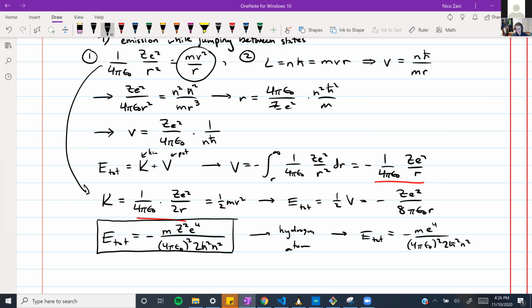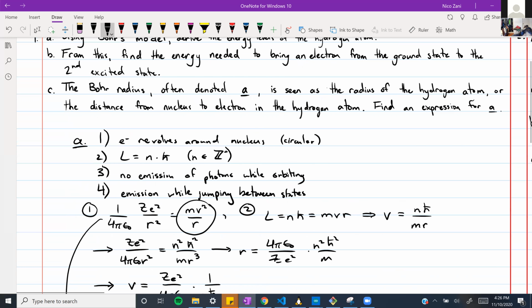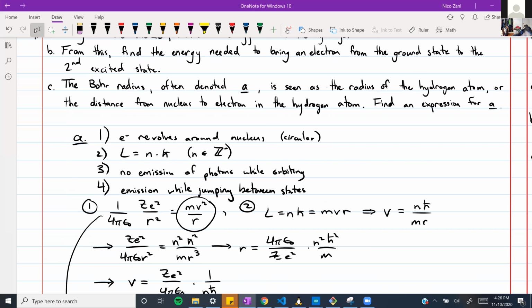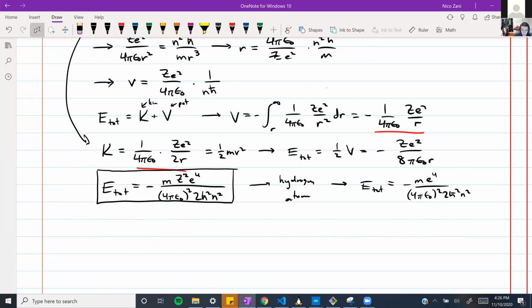Okay, pretty good stuff. So the next question asked, find the energy needed to bring the electron from the ground state to the second excited state, right? Well, the ground state is just the n equals 1 state, but the second excited state, and this is sort of tricky wording here, first excited state would be n equals 2. Second excited state would be n equals 3. So what that really means is that we're just going to plug in E for n equals 3 and subtract off E for n equals 1, right?